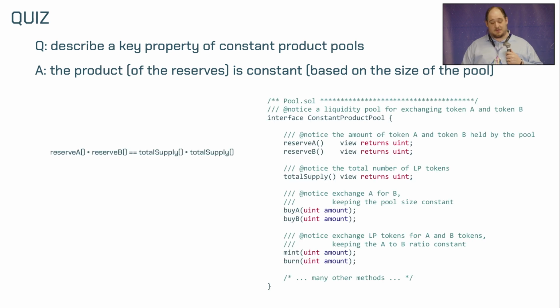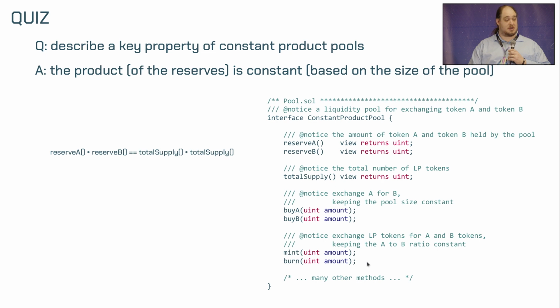Right? So if we think now about a smart contract that's trying to implement this constant product pool, we might have an interface. It might have different ways to get the amounts of reserves, the total supply of LP tokens, different ways to swap, buying A or buying B.